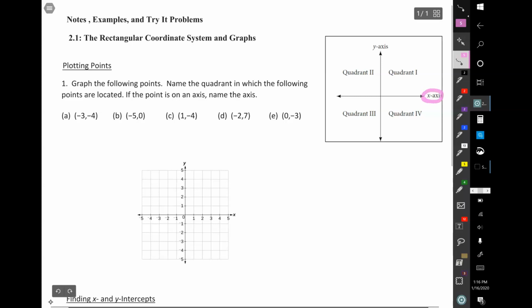The x-axis is the horizontal axis. Y-axis is the vertical axis. If a point falls on an axis, you would just label it as such, whichever axis it falls on.